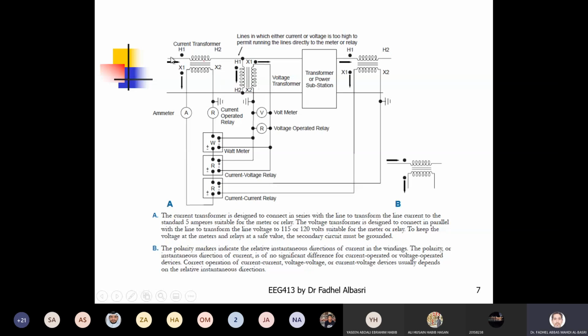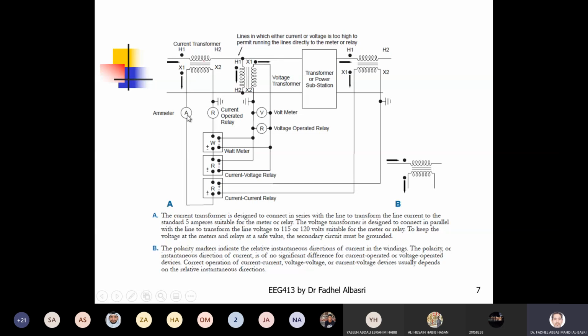So in this case, I will put the primary winding and the secondary winding. Similarly, at the secondary side of the power transformer, this is the primary side, the secondary side. Then I can compare these two, the current from the secondary side of the current transformer.